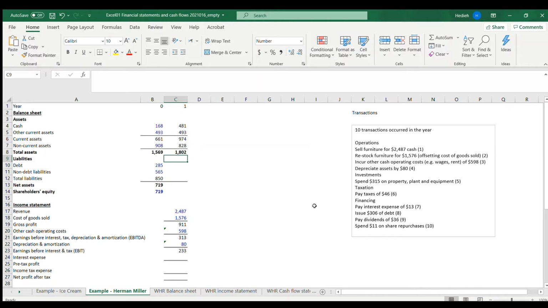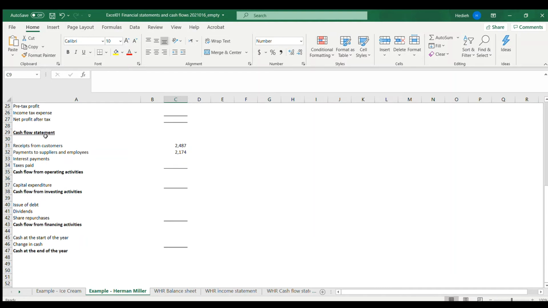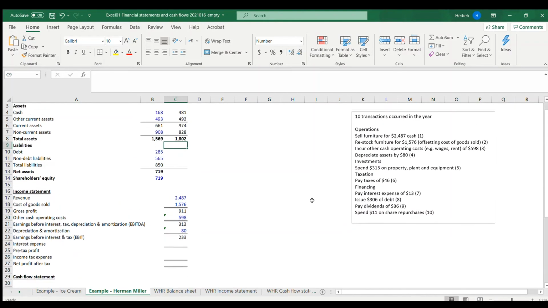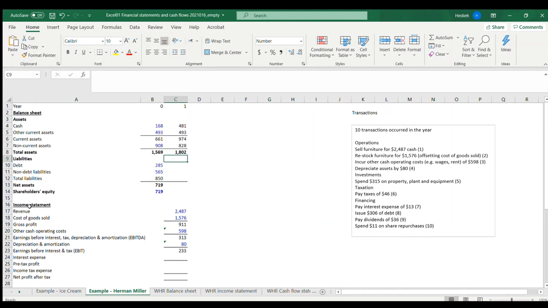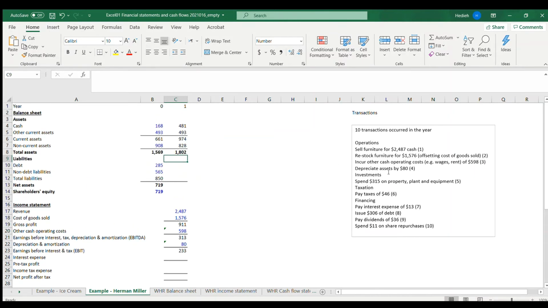Now you should notice that depreciation is not a real cash flow, so we don't make any changes for depreciation in the cash flow statement, right? Because depreciation is not a real cash outflow. It's only considered for the decrease in the value of assets over time. So we updated our balance sheet and our income statement for depreciation, and the cash flow statement is not affected by depreciation. Let's go to the next transaction.